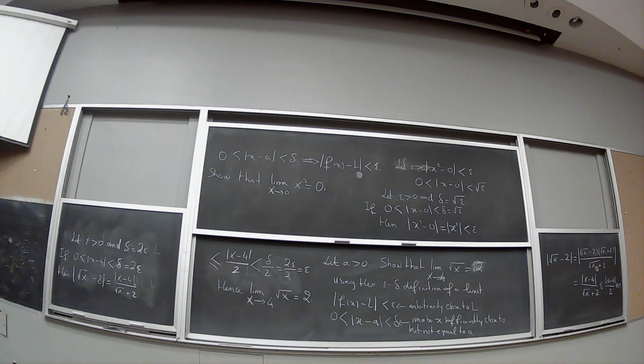I mean, are we using limit laws here? No. The question says, using the epsilon delta definition of a limit, show that this is true. For other examples, you can use the limit laws, of course. Does it have to do with this? Like we did in class.